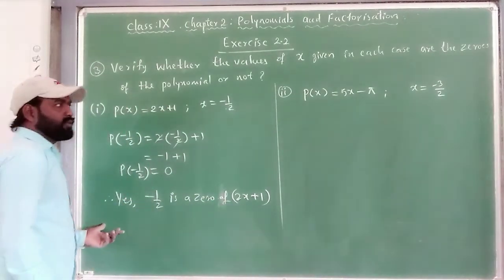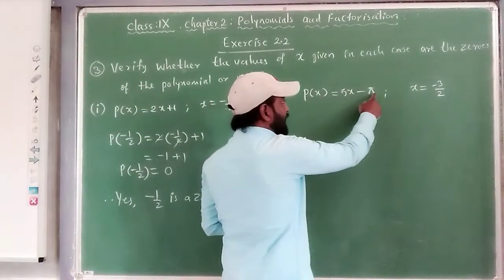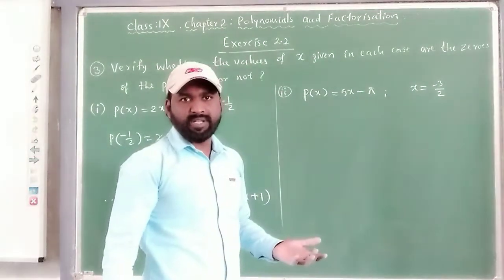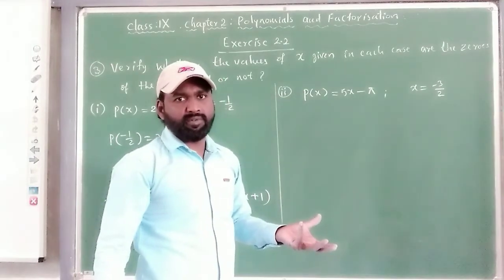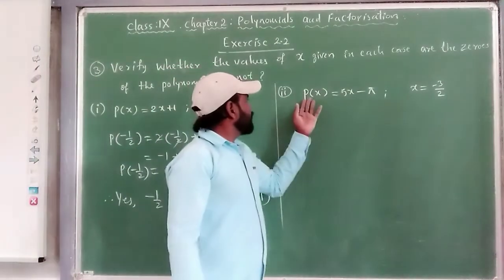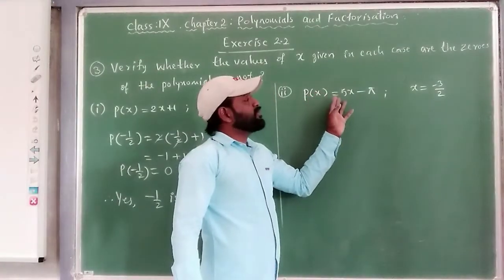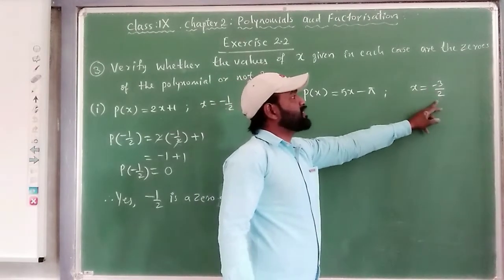Hope you all understood. The next question is P of x is equal to pi x minus pi. Pi is a symbol for an irrational number, pi is equal to 22 by 7. We already used it in the previous problems. Obviously, we always use pi is equal to 22 by 7. But we are not going to calculate all that here. P of x is equal to pi x minus pi. x is equal to minus 3 by 2.